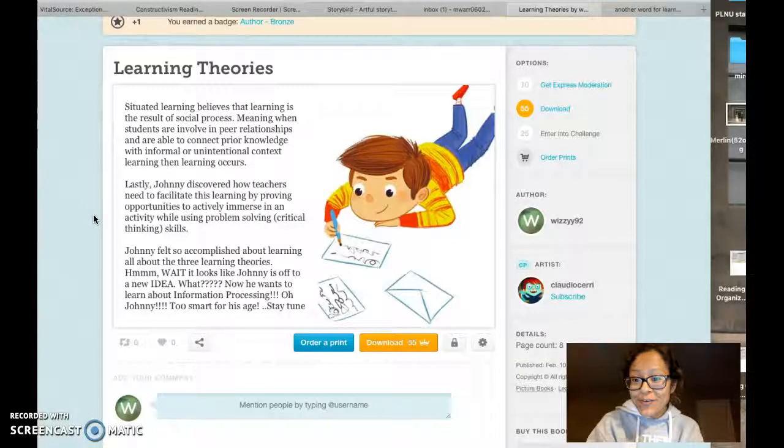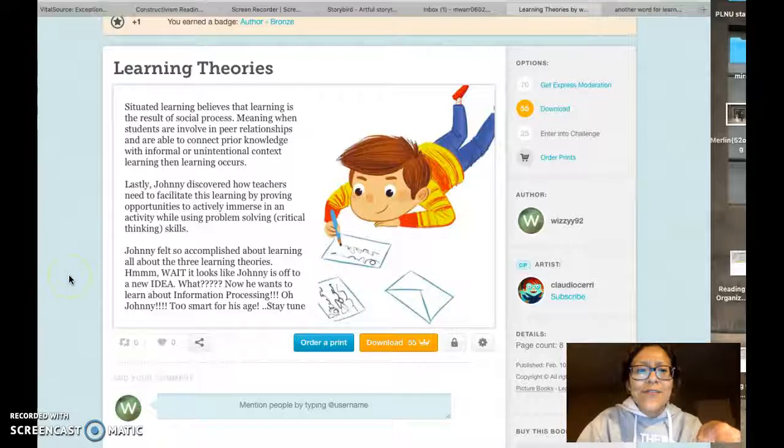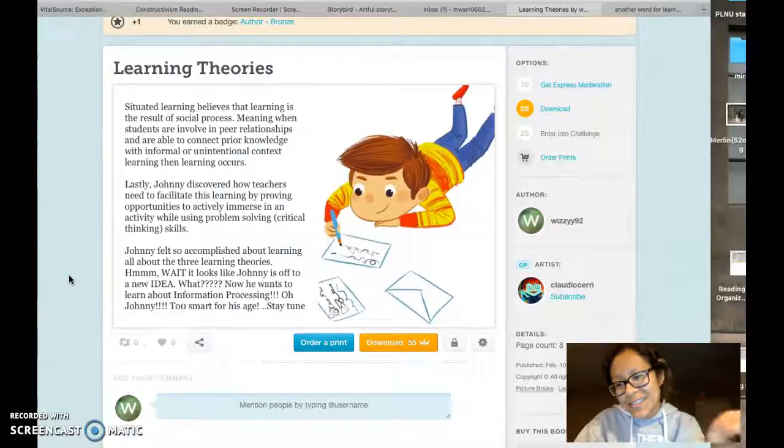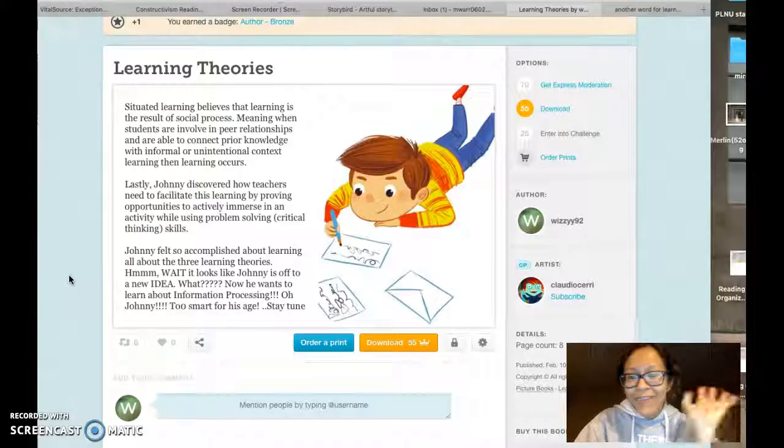And thank you for everything. I'll read this little part because it's really funny. Johnny felt so accomplished about learning all about the 3 learning theories. Wait, it looks like Johnny is up to a new idea. What? Now he wants to learn about information processing. Oh, Johnny, too smart for his age. Stay tuned. So that concludes my book, and thank you for listening.